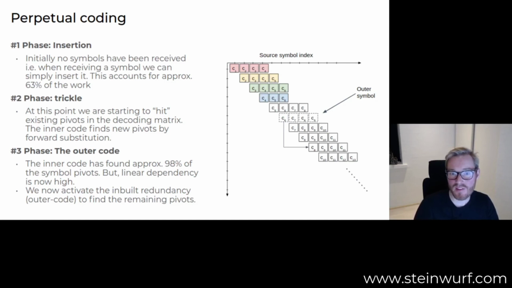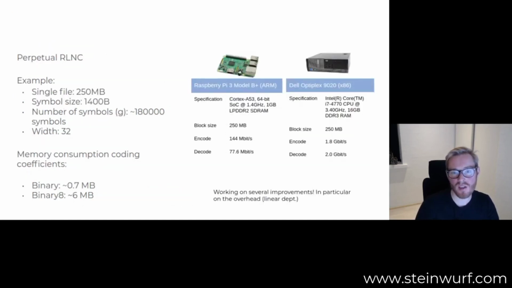So let's take a look at the efficiency of this system. So remember, before we had a 250 megabyte file and we chopped it up into 1400 byte symbols, which gave us these 180,000 symbols in total. With Perpetual and a width of 32, which means that every equation that we're sending is a linear combination of only 32 out of these 180,000 symbols, we have reduced the memory consumption of the decoder to approximately 700 kilobytes if every coefficient is a bit, which is what we normally use. And this is indeed feasible to do even on embedded devices like a Raspberry Pi or similar.